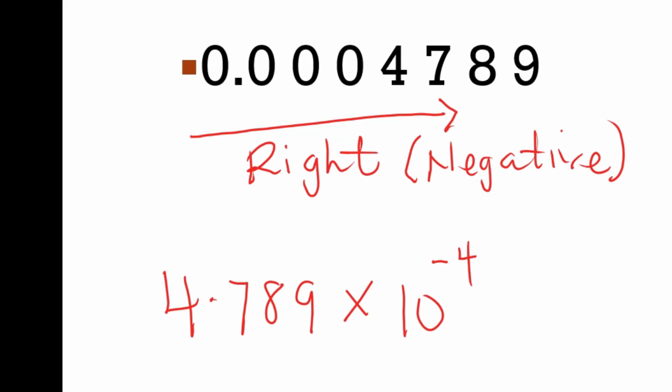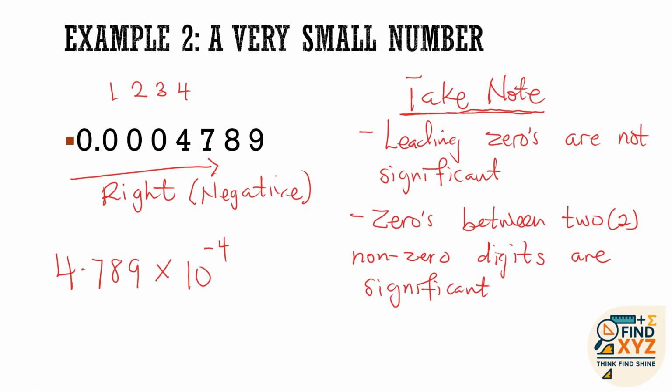Another thing that you might be confused about right now is why are we not bringing the zeros in front of the 4? Now, leading zeros are not significant. They are just placeholders, as I indicated earlier. But if the zero comes between two non-zero digits, you have to include it in the mantissa.